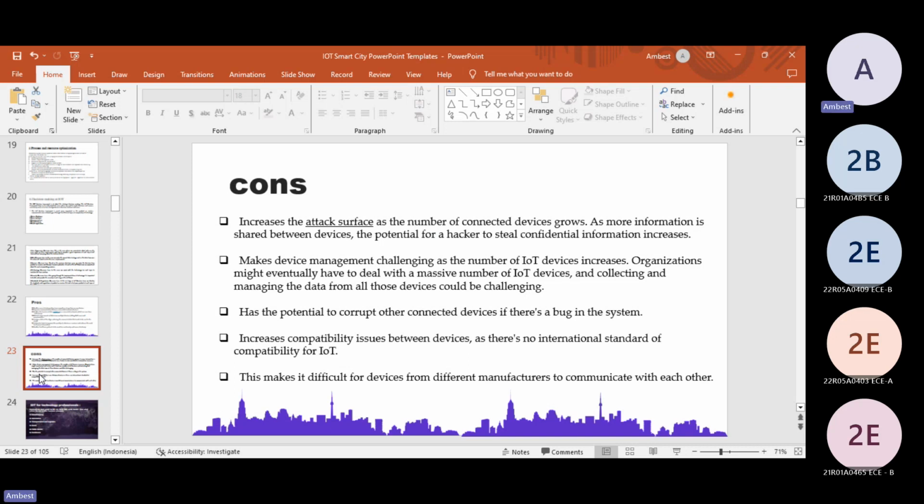And the third thing was it has a high potential of corrupting the other devices if there is any bug. And the fourth thing was it increases the compatibility issues between the devices. There is no international compatibility for IoT, and this makes it difficult for different manufacturers' devices to communicate with each other.